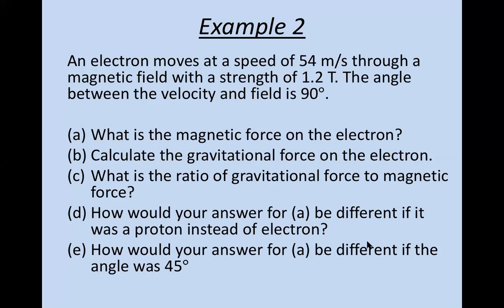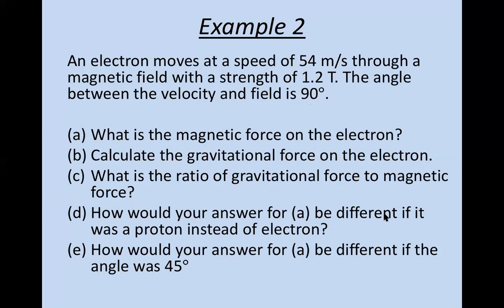Okay, let's try a longer example. In this example, an electron moves at a speed of 54 meters per second through a magnetic field with a strength of 1.2 Tesla. The angle between the velocity and the field is 90 degrees. What is the magnetic force on the electron? Calculate the gravitational force on the electron. What is the ratio of gravitational force to magnetic force?